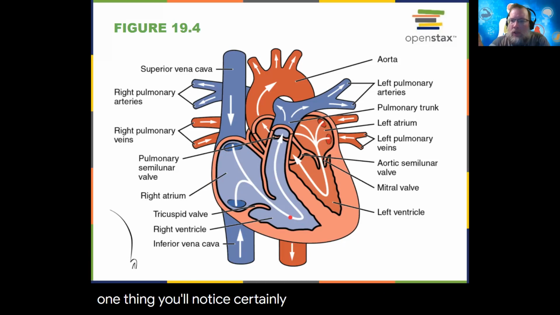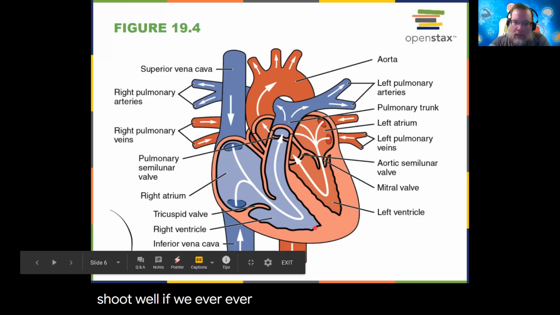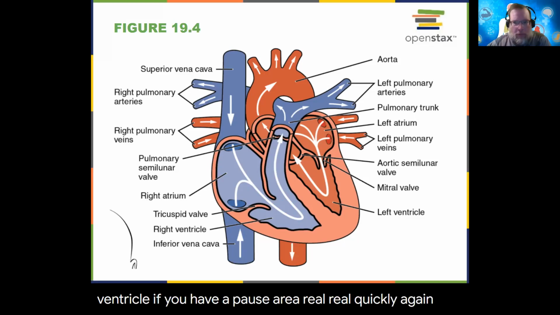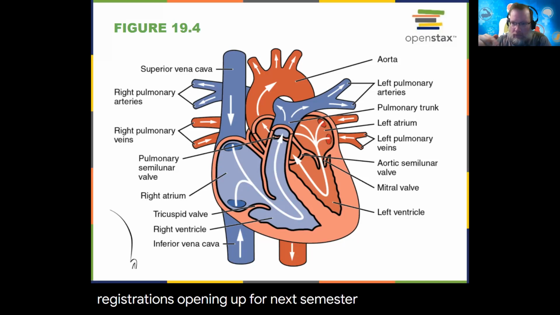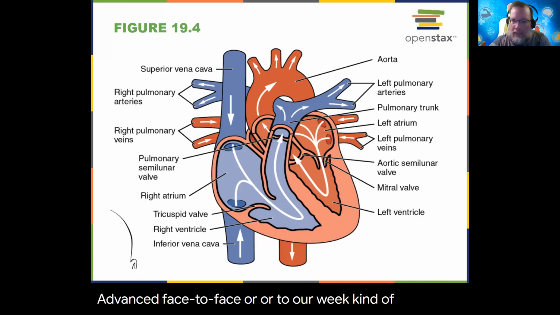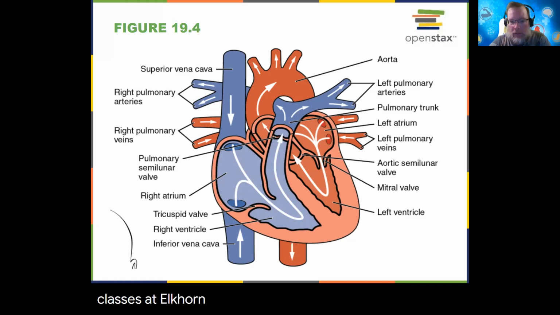Oh man, if we were together we'd do heart dissections, we dissect pig hearts. Darn. Shoot. Well, if we ever get back onto campus in Elkhorn or Burlington, and I'm around, just stop in and I'll pull out one of the hearts and show it to you. Seriously. Anyway, real quickly, registration's opening up for next semester. If they have a letter other than a W, those are going to be, at least for now, face to face for 2 hours a week. So if you're in one of my advanced face to face or 2 hour a week hybrid classes at Elkhorn, I'll pull out a heart and we'll take a look at it.